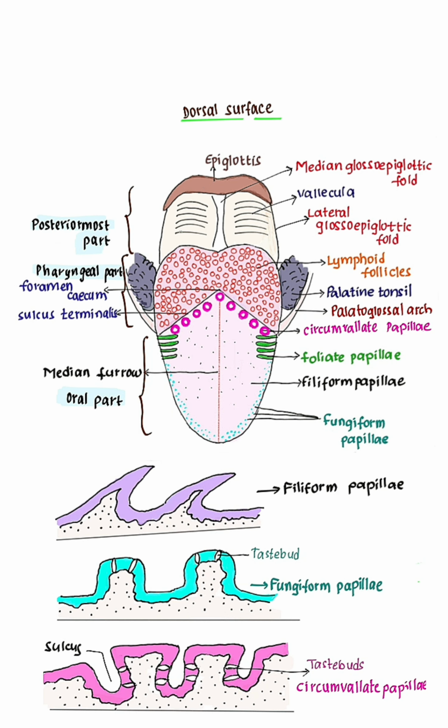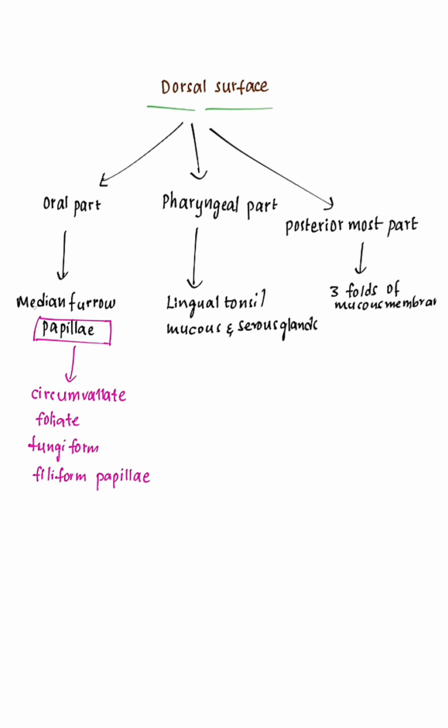Posterior most part. The posterior most part of tongue is connected to epiglottis by three folds of mucous membrane. These are median glossoepiglottic fold and two lateral glossoepiglottic folds, right and left. As it is present in the midline, it is median, connecting the tongue and epiglottis. As it is present laterally, it is lateral glossoepiglottic fold. On either side of median glossoepiglottic fold, there is a depression called vallecula.